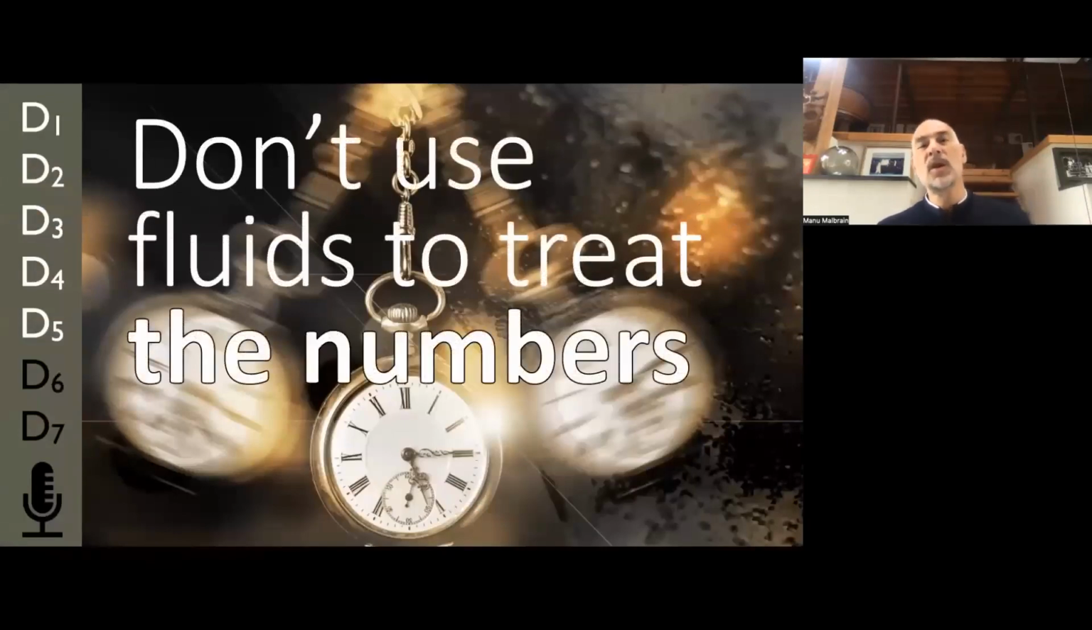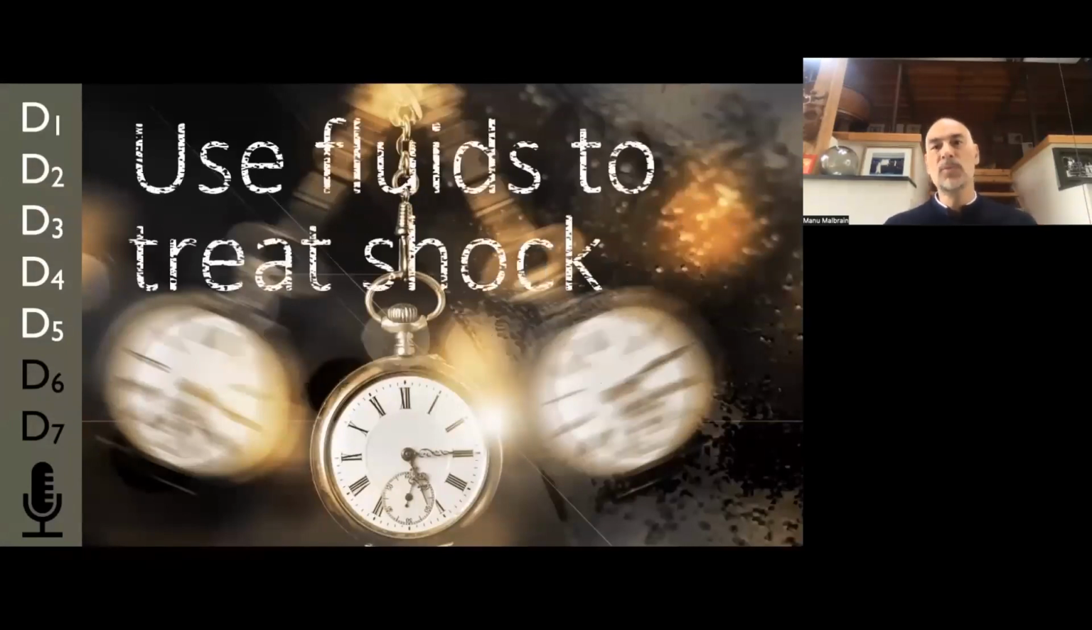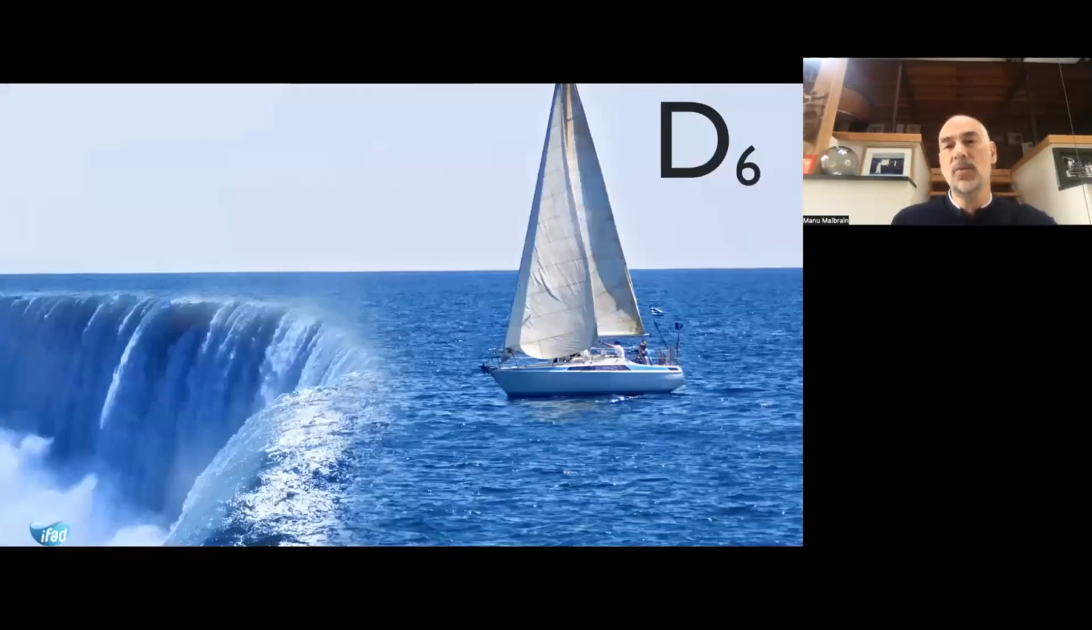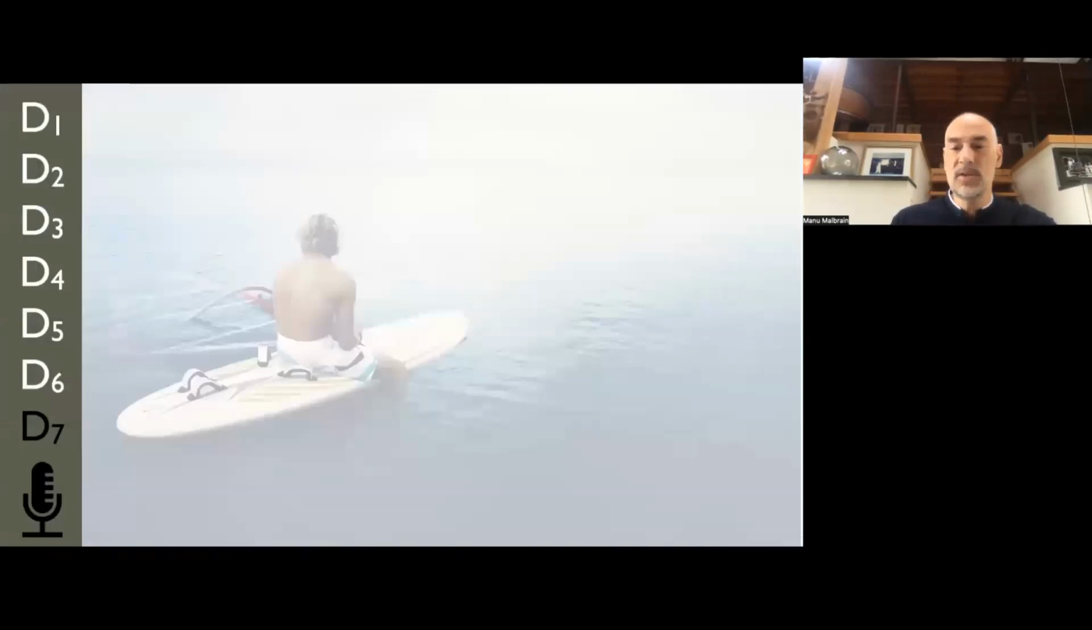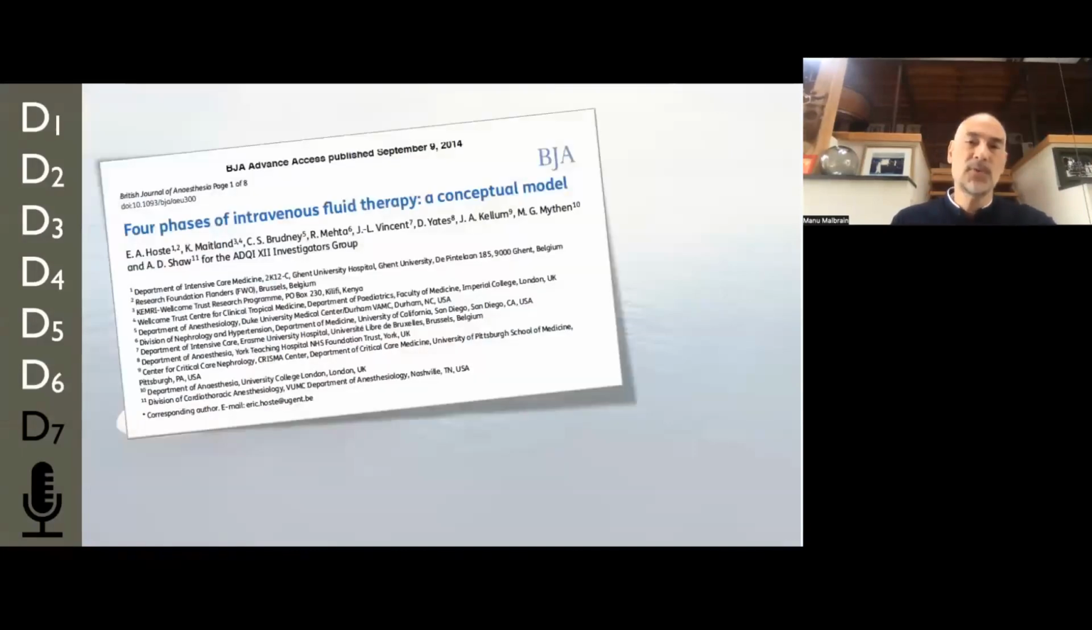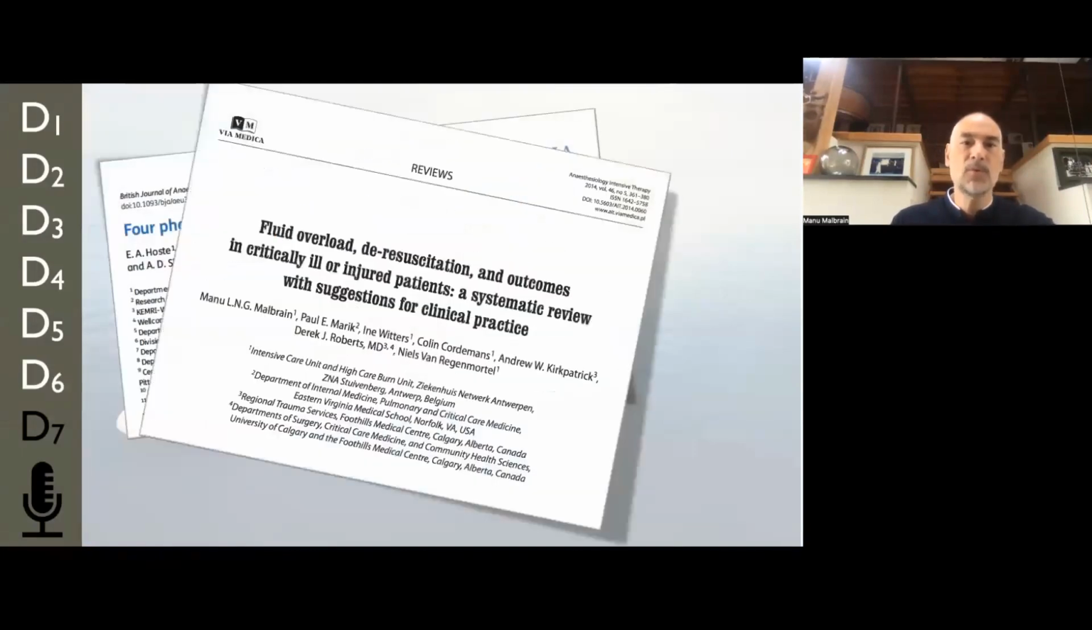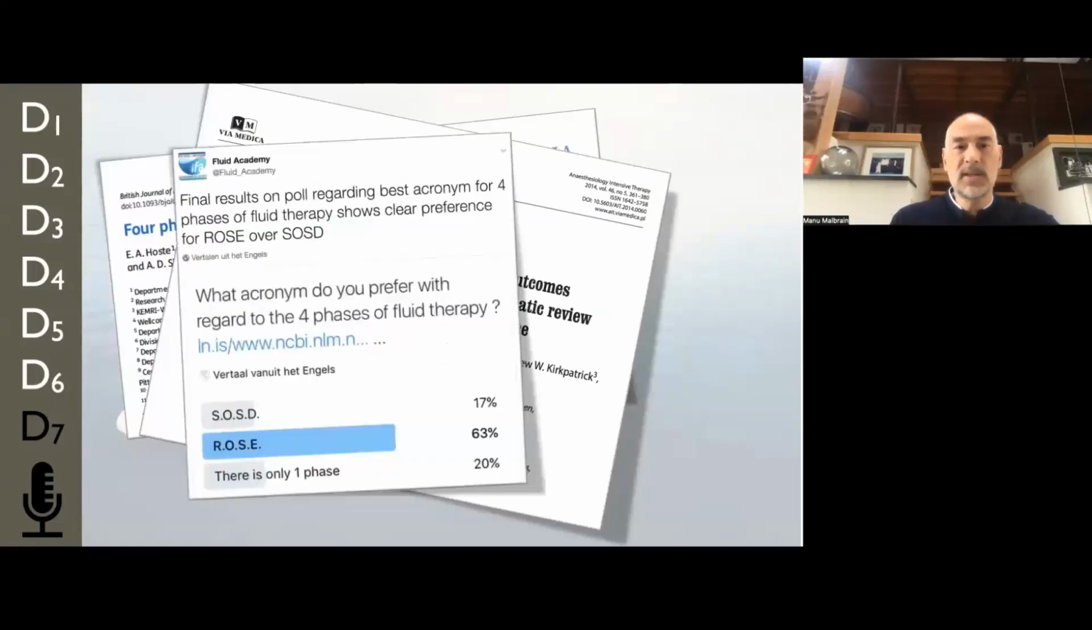Let's move to D5. As the duration of treatment, of course, we mustn't use fluids to treat the numbers like a low blood pressure, urine output, or CVP. We must use fluids to treat the shock, and we must stop the fluids when shock signs are resolved. Brings me to D6, which is on de-escalation. In 2014, around the same time, 2 opinion papers came out alluding to the framework of dynamic phases of fluid therapy. There was the SOSD and the ROSE acronym.